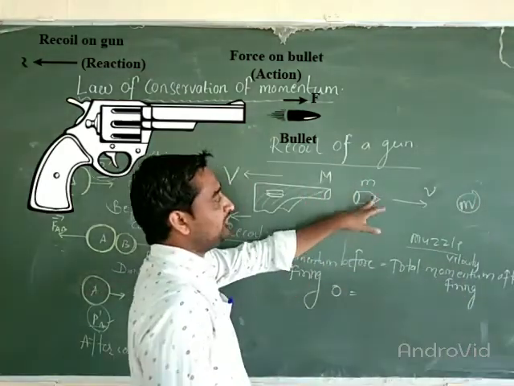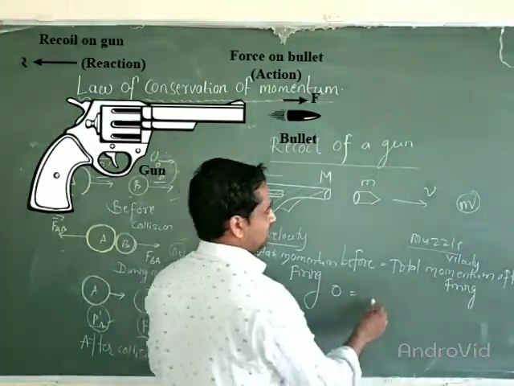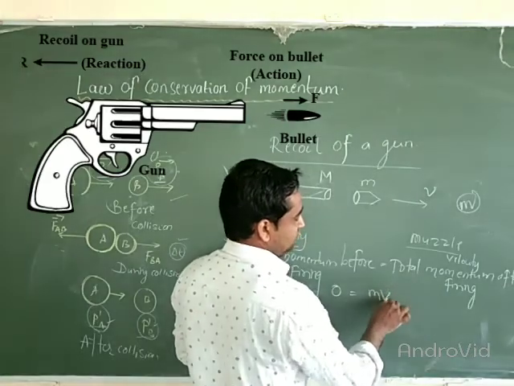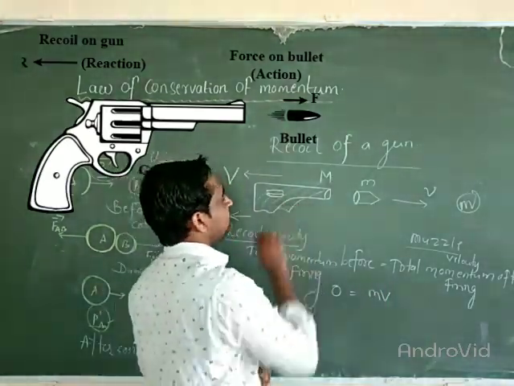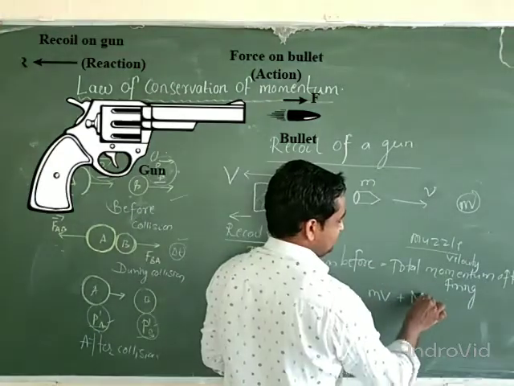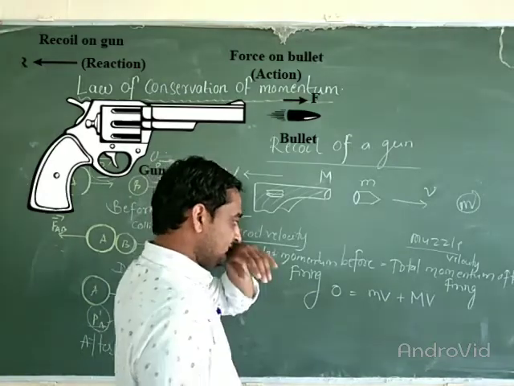So what is the momentum of the bullet after the firing? That is equal to small letter m into small letter v. This is the momentum of the bullet. And what is the momentum of the gun? What we can write here? That is capital letter M into capital letter V. Right?